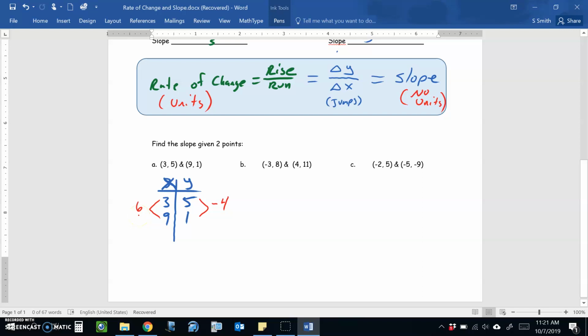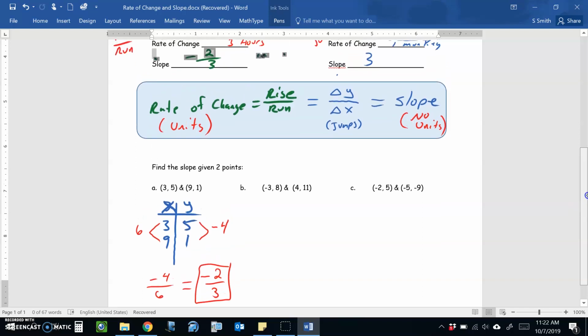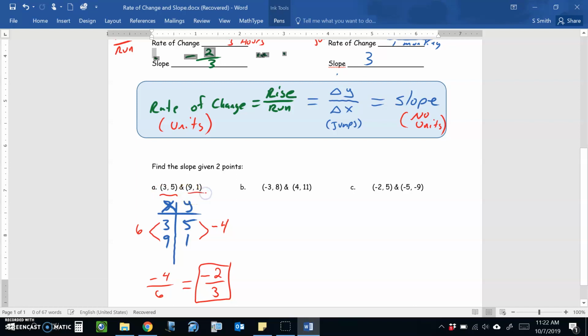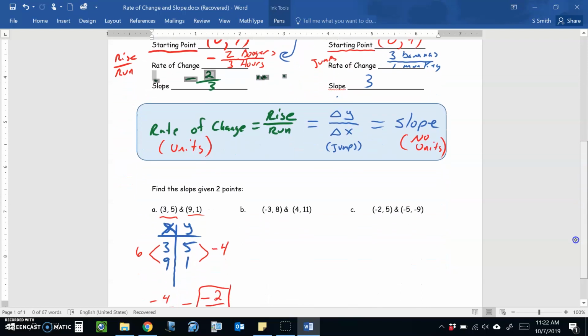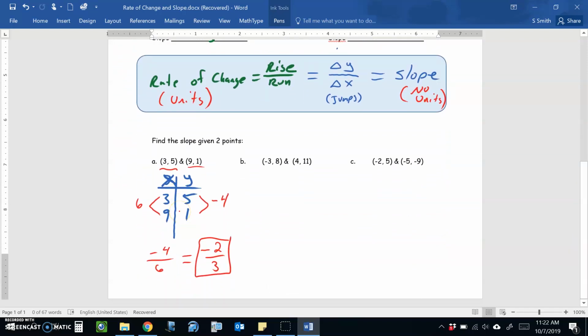So our slope is change in y divided by the change in x. Our change in y is negative 4 divided by our change in x, which is 6. Does that reduce? It sure does. It reduces to negative 2/3. That looks familiar. Well, check this out. The point 3, 5 and the point 9, 1. I stole them from that graph. And look, the slope still came out the same way, whether we did it using the graph or by doing the tables.